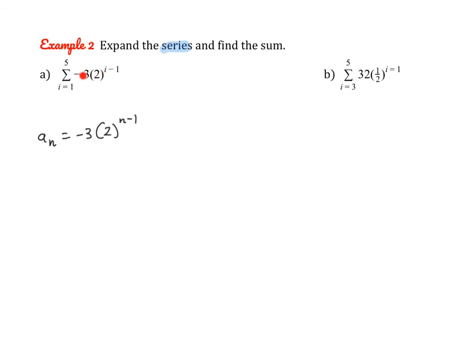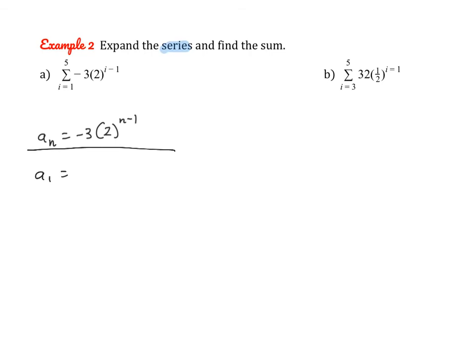Remember, it's very common in sigma notation to use the variable i instead. And here they're asking us to find the sum of the first through 5th term. So the number on the bottom is the term to start with, and the number on top is the term to end with. So the first through 5th term. So that means we need to find the first through 5th terms.